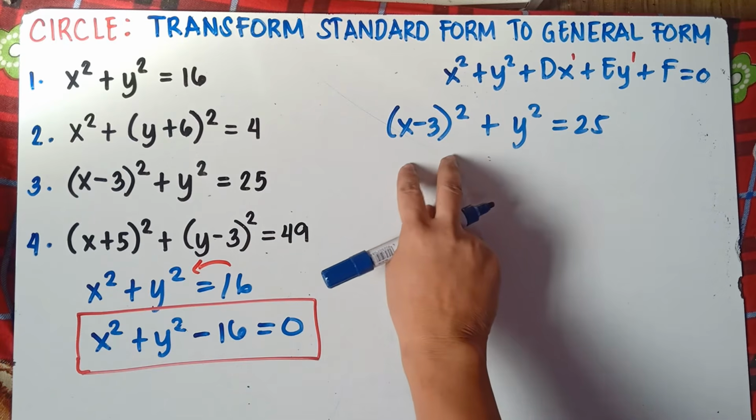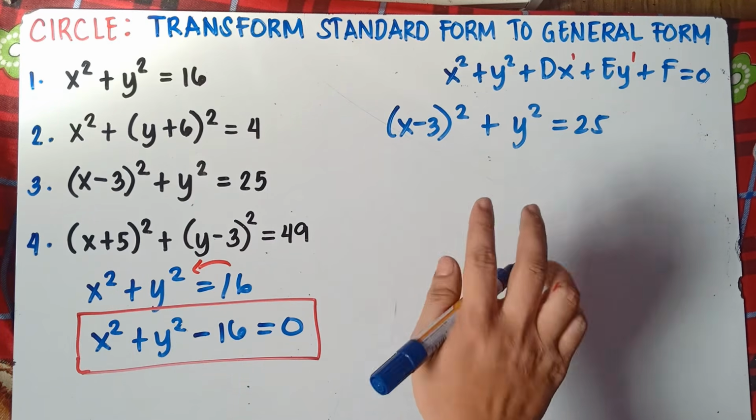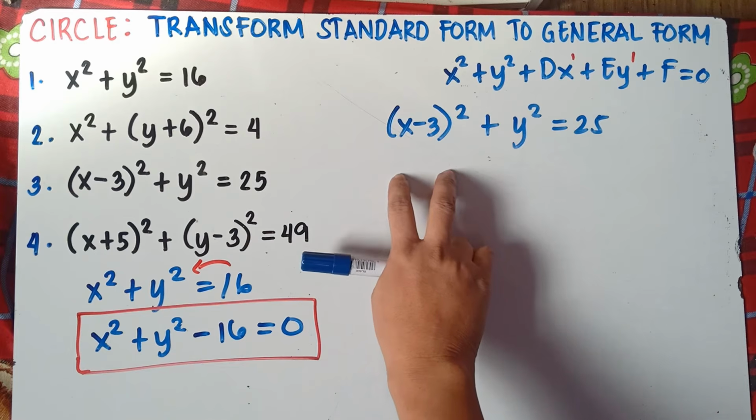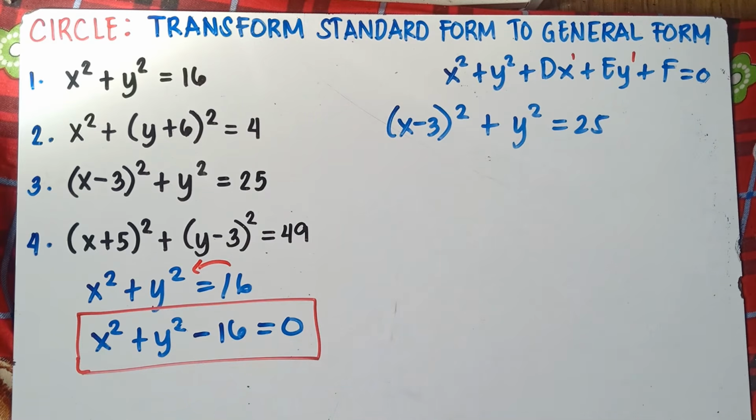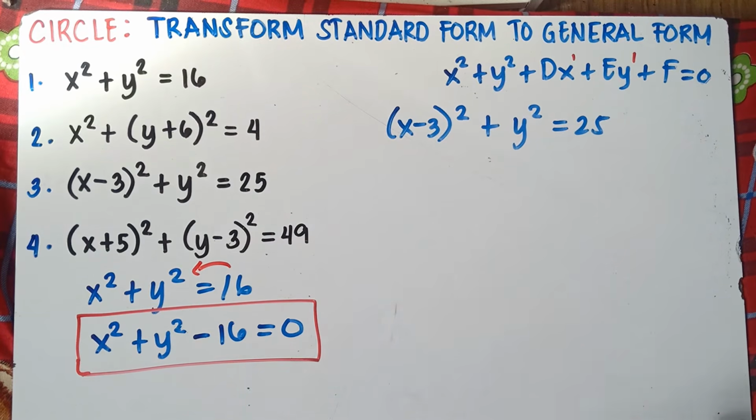So simplify this one. You can use the square of binomial. You can use the FOIL method. So let's do the two solutions, class. Let's check if you really understand that one. Alright, so do not be worried, class.